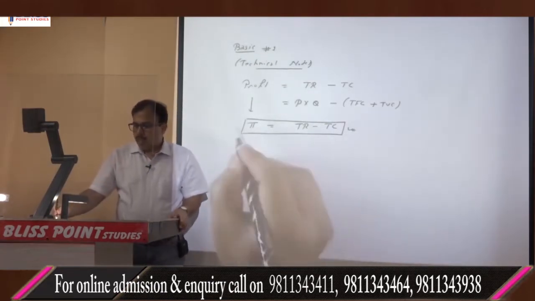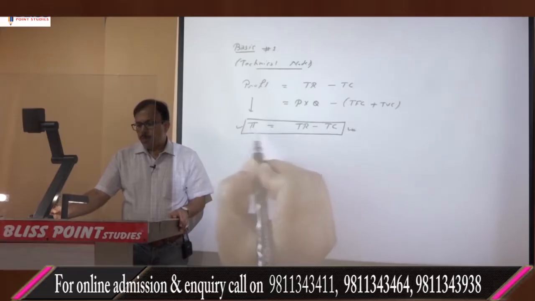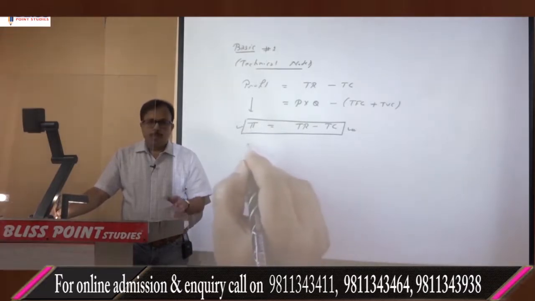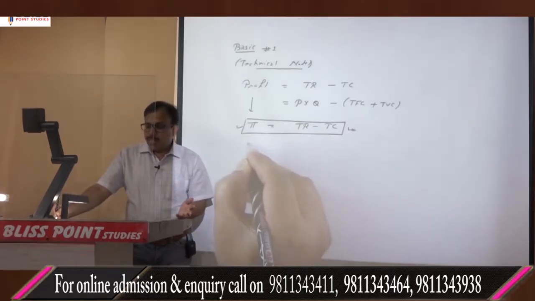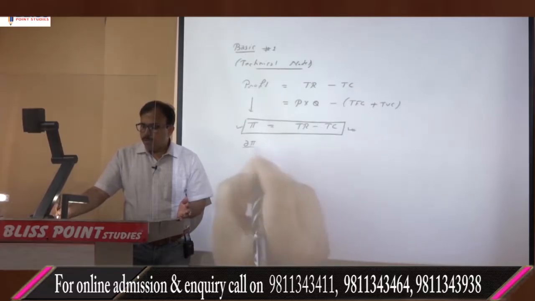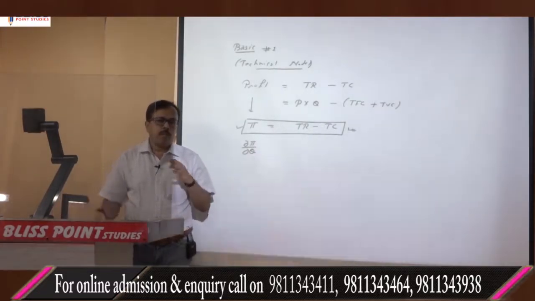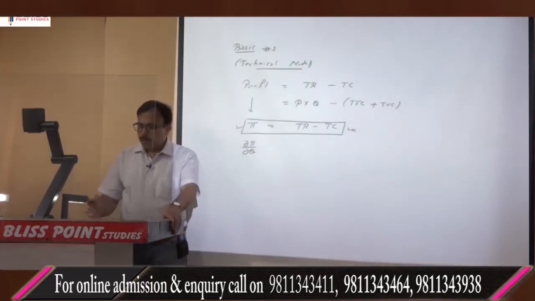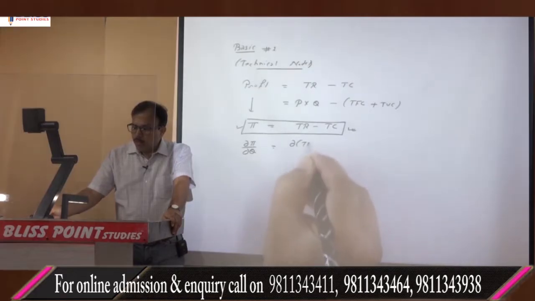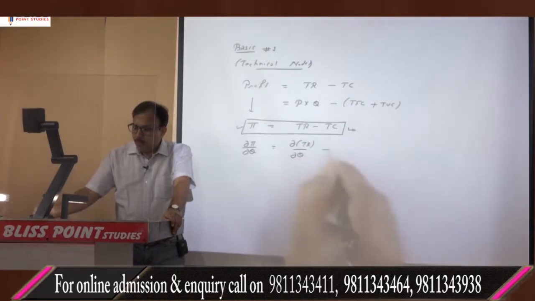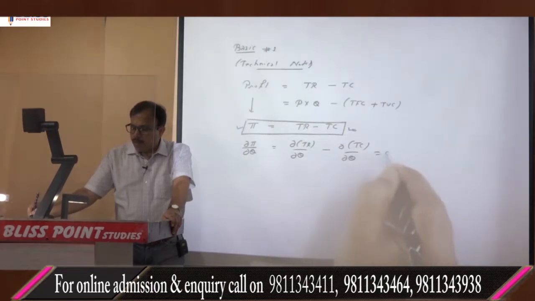But if a function is written and you have to maximize this function, then mathematically the first differentiation of the function must be 0 and the second differentiation must be negative. So you differentiate that function with respect to quantity because we want to find the profit maximizing quantity. So you differentiate revenue with respect to quantity, you differentiate cost with respect to quantity and equate it to 0.